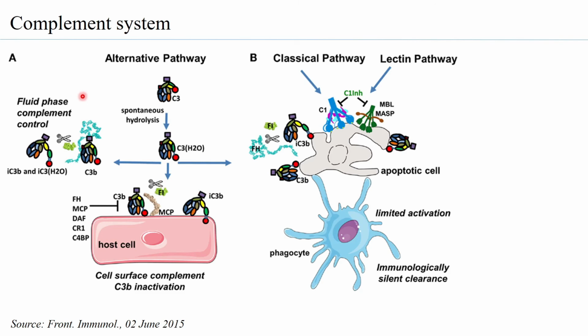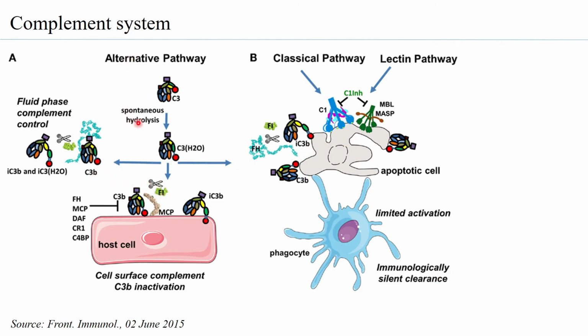There are three pathways by which the complement system functions: the alternate pathway, the classical pathway, and the lectin pathway. Now, the alternate pathway is also responsible for homeostasis, while the classical pathway and the lectin pathway are responsible for eliminating particulate matter and also apoptotic cells.